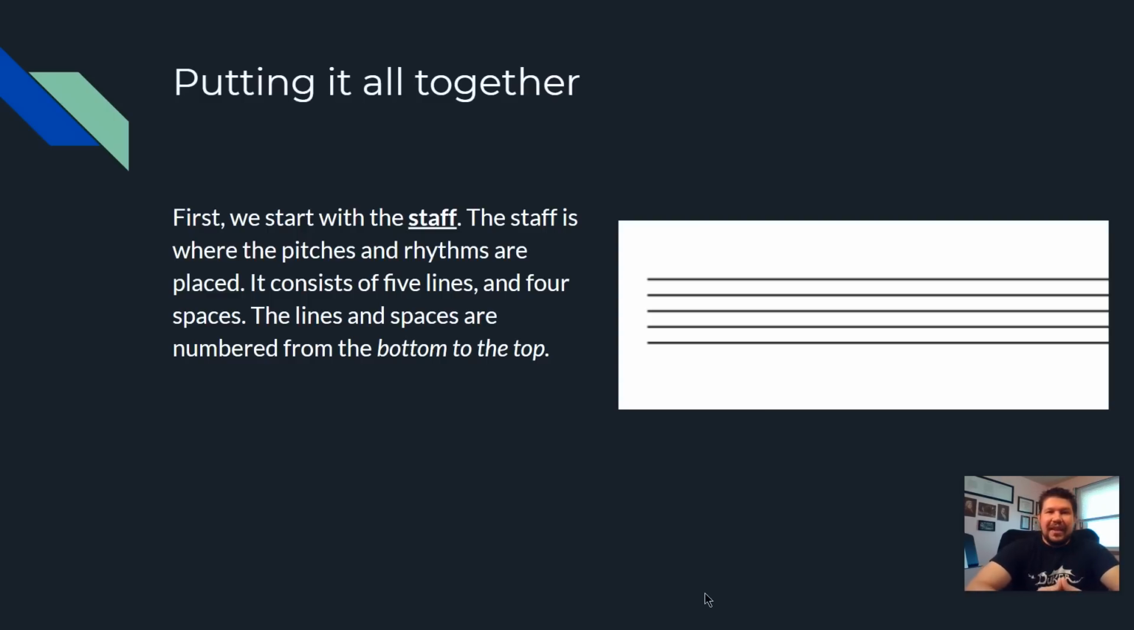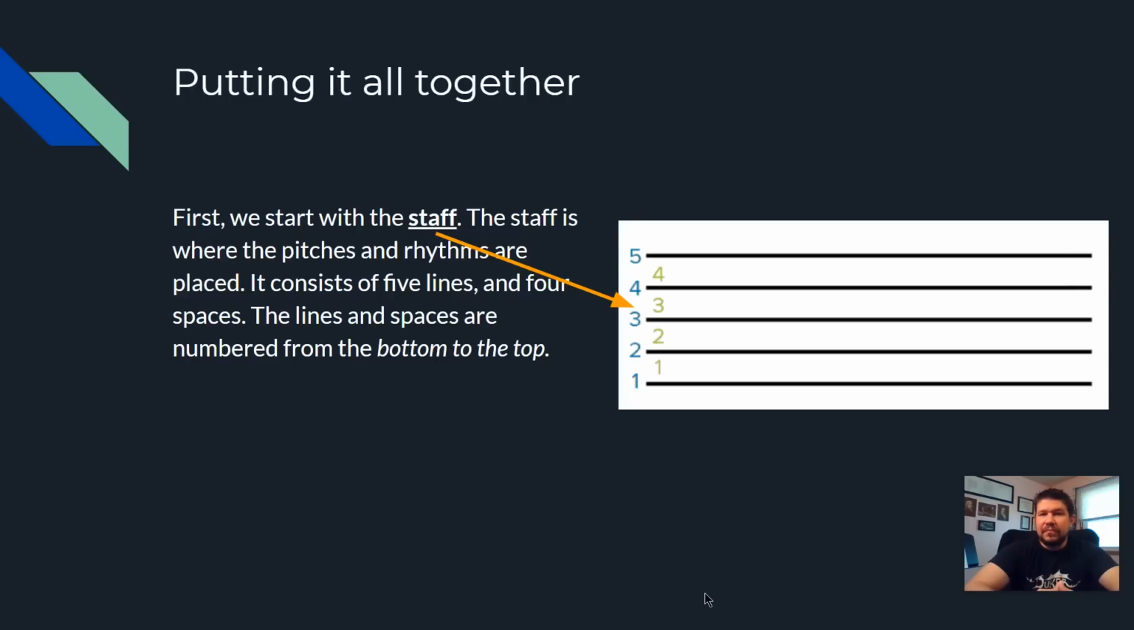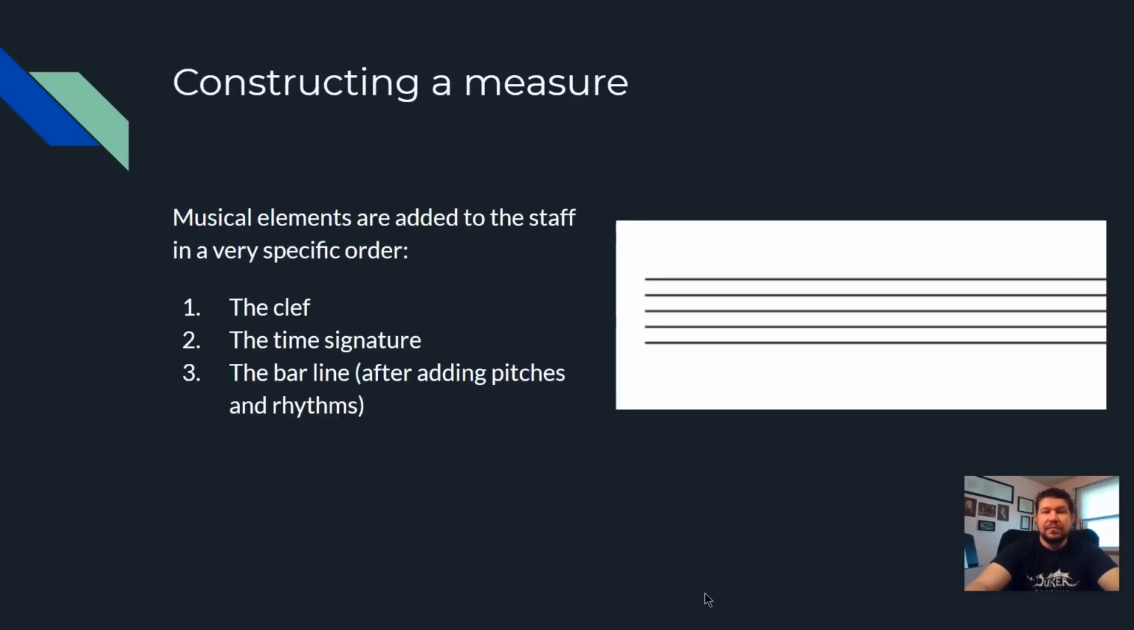So let's put this all together. The first thing we're going to do is start with the staff. And the staff is where the pitches and rhythms are going to be placed. It consists of 5 lines and 4 spaces. The lines and spaces are numbered from the bottom to the top, as you can see right there. We start with the number 1 for both lines and spaces. The lines are listed there in blue. The spaces are in that kind of pale green color. We always go from bottom to top. That'll come into play a lot more when we go into pitch in a few weeks.